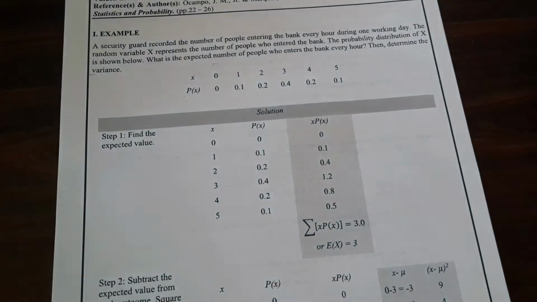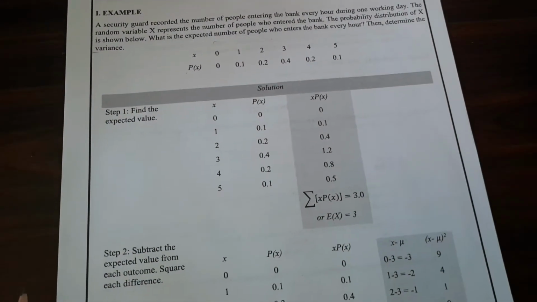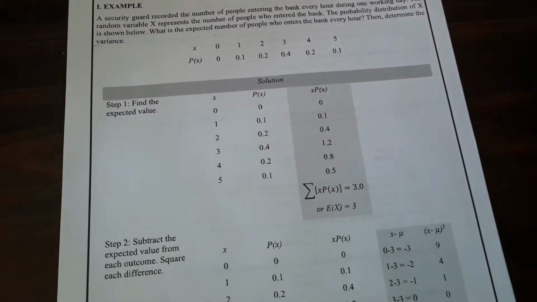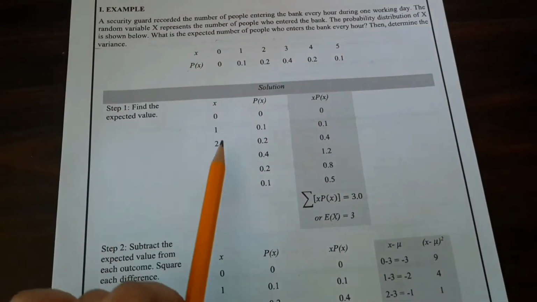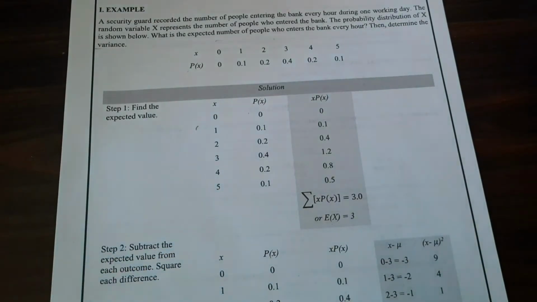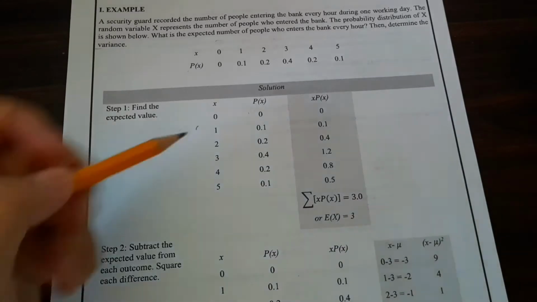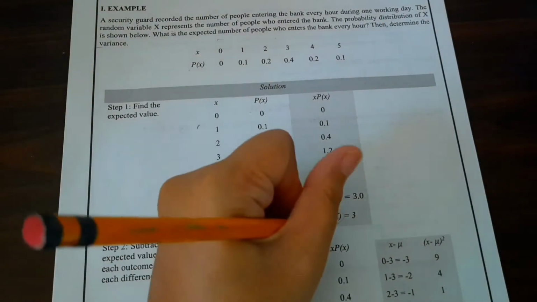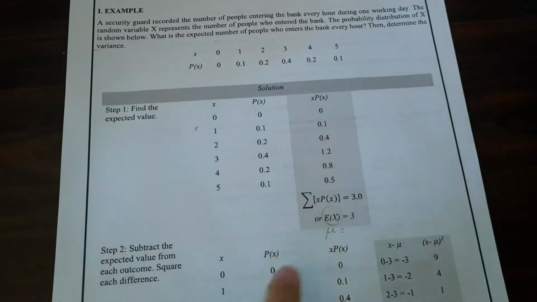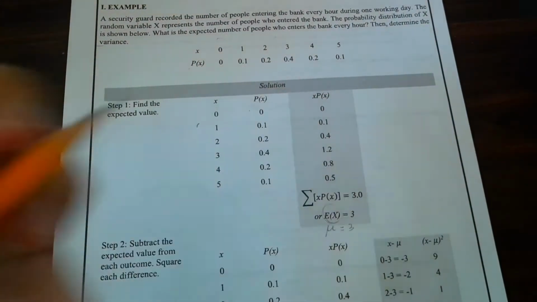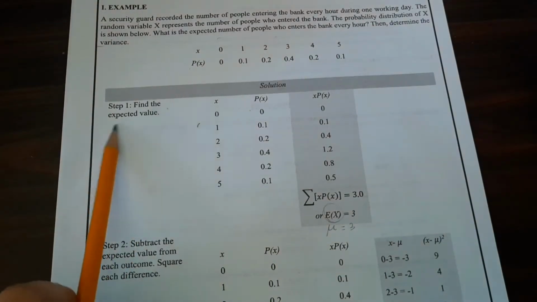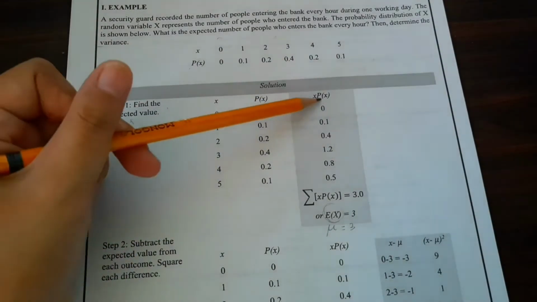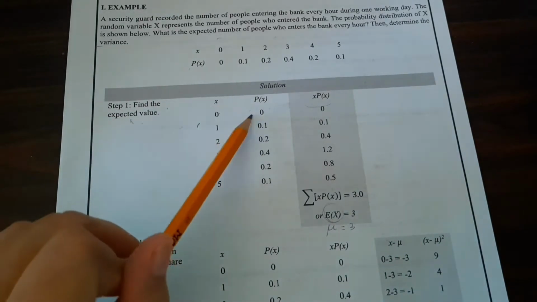So, meron tayong mga steps to find the mean and also the variance. So, we have step 1, find the expected value. So, kung makikita nyo dito, we have here x and p of x. And to find the expected value, yung ating expected value is also the mean. So, eto pong expected value can be rewritten with this symbol. Ayun. Mean natin yan is equal to 3. So, first is find the expected value. So, to find the expected value, kailangan natin i-multiply yung x and the probability of x.